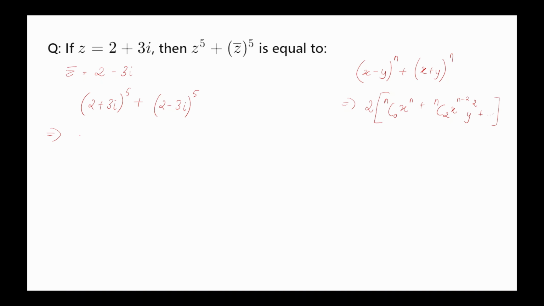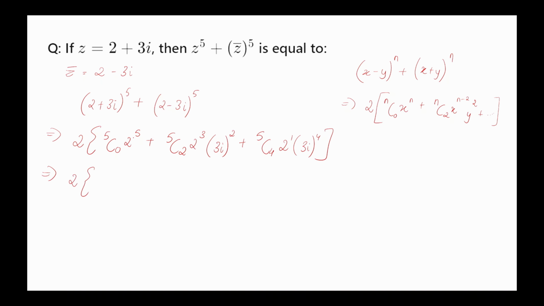So here also similarly we would have 2 times of [5C0 2 to the power 5 plus 5C2 2 to the power 3 (3 iota) to the power 2 plus 5C4 2 to the power 1 (3 iota) to the power 4]. So this would be the summation of this entire term. Now I'll simply find out the value. What is it coming out to be?